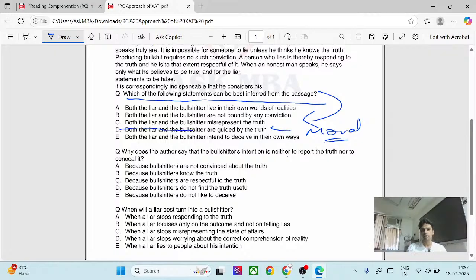So D will definitely not be my answer. Both the liar and the bullshitter intend to deceive in their own ways. This could be my answer. This could be my answer. How do you infer the overall moral of the story? Both the liar and the bullshitter misrepresent the truth.